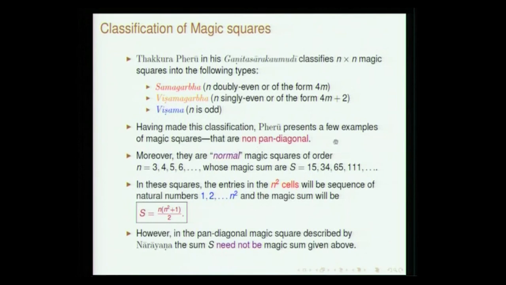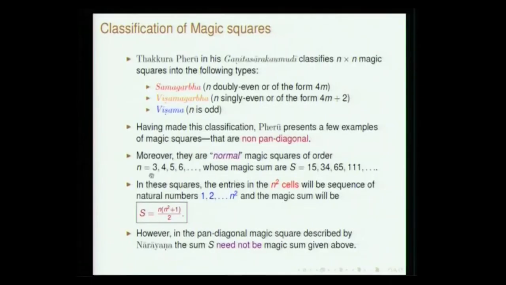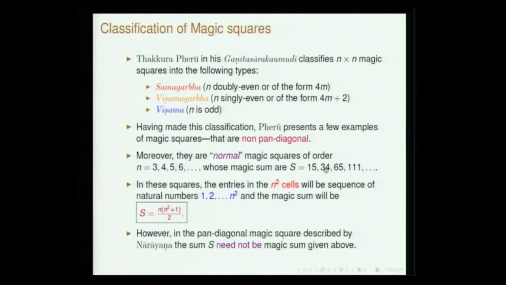The magic squares which have been presented by Thakkura Pheru in his Ganita Sara Kaumudi are of non-pan diagonal nature, whereas the one presented by Narayana is pan diagonal, and he gives examples of a few magic squares, wherein n is equal to 3, 4, 5, 6, all of them given by him. One will start with the 3 by 3 square: one goes from 1 to n square, so all the numbers 1 to 9 will fill up that, and then you will get a magic square. There the sum will be 15, and if you have 1 to 16, then the sum will be 34, and then 65 and so on. So the magic sum will be n into n square plus 1 by 2.